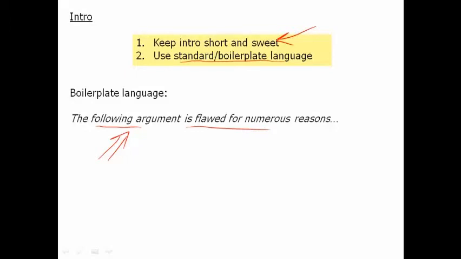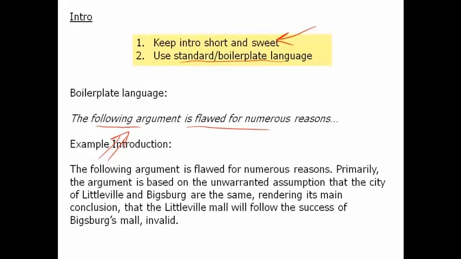Essentially, when you actually write the intro to the argument, it's not going to be any longer than this. This is already pretty long. Notice I start off with the following argument is flawed for numerous reasons. Reword that, and then maybe cite specifically what it does. What's the big thing? Well, in this case, it assumes that the two cities are the same, and therefore its conclusion is not valid. That's all we're doing. Don't think about this too much. Do not worry about this.